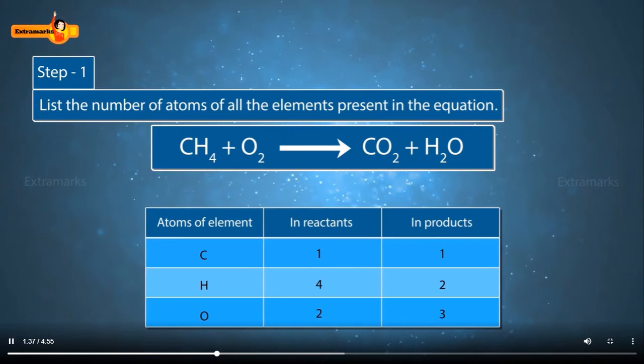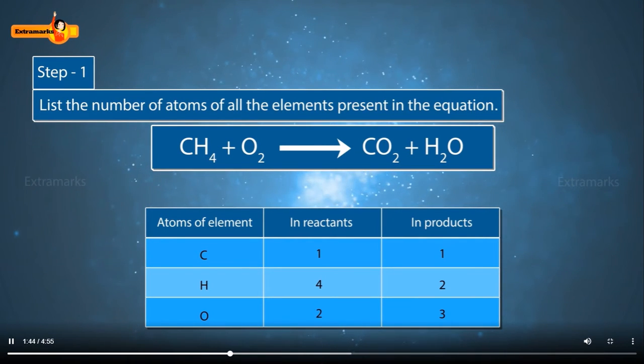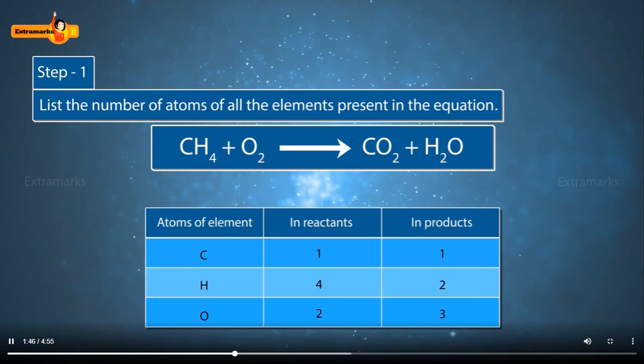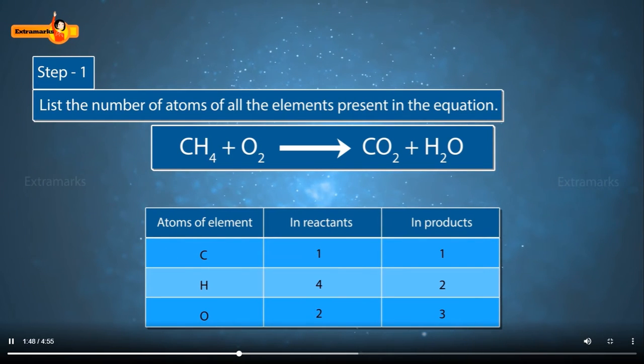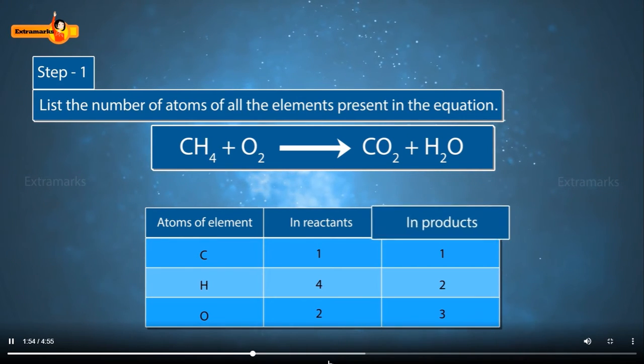Next, we need to list the number of atoms of all the elements present in the equation. So, count the atoms on both the sides and write them in a table. There are 1 carbon, 4 hydrogen and 2 oxygen atoms on the reactant side and 1 carbon, 2 hydrogen and 3 oxygen atoms on the product side.